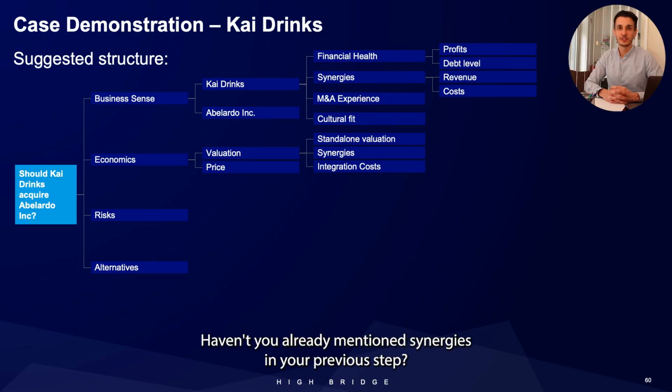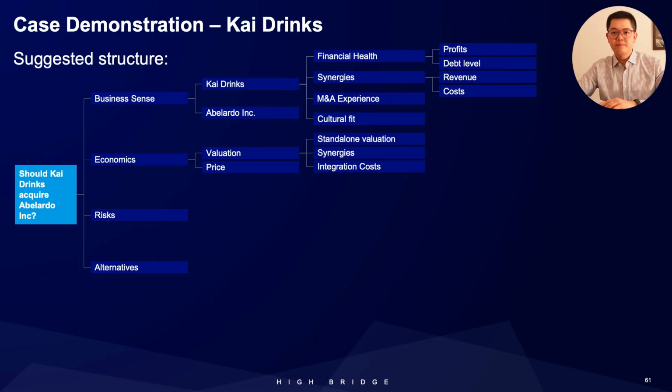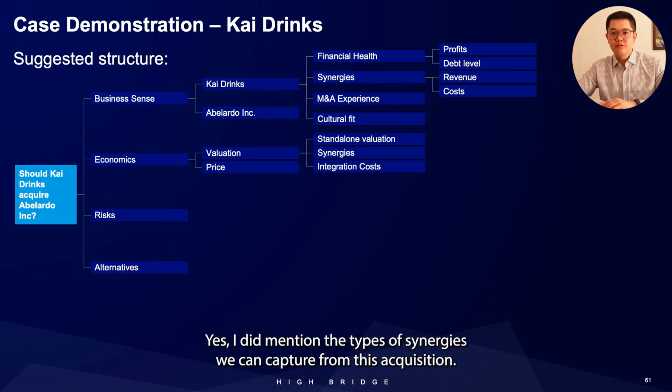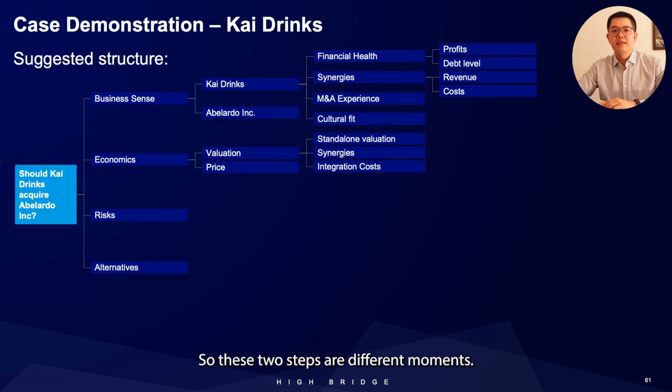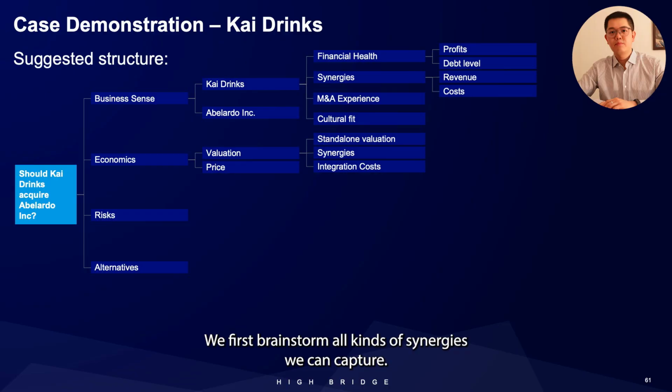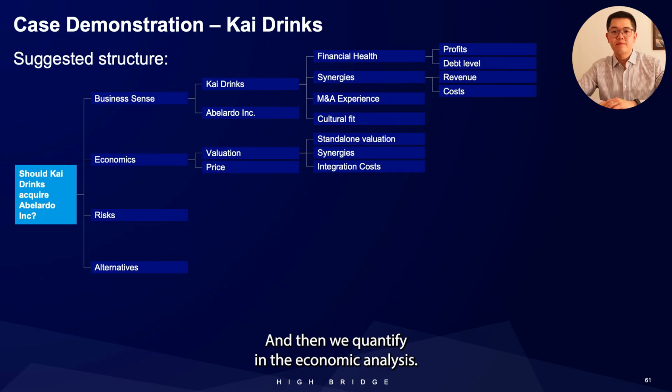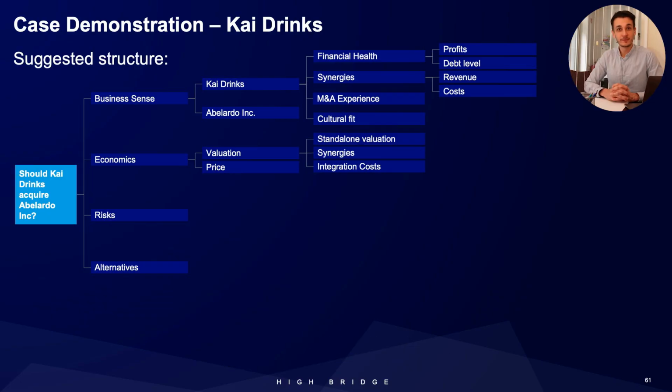Haven't you already mentioned synergies in your previous step? Yes, I did mention the types of synergies we can capture from this acquisition. However, here I want to quantify the synergies value in our economic analysis. So these 2 steps are different moments. We first brainstorm all kinds of synergies we can capture, and then we quantify in the economic analysis. Are you happy with this approach? I see. Now it makes sense to me.